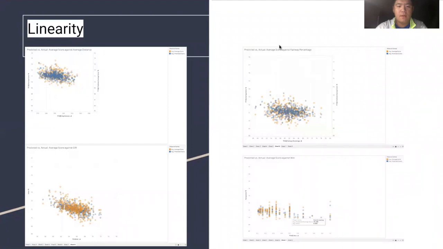When we are looking at the residual plot, linearity is the property of a mathematical relationship that can be graphically represented as a straight line. For the linearity assumption, we can see the relationship between x and y is linear, where there is a negative linear relationship between the residual and average distance, fairway percentage, greens in regulation, and wins.